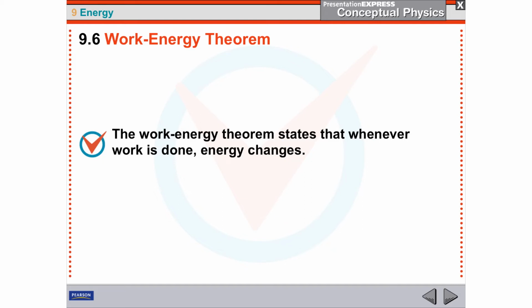Welcome back. This is section 9.6, Work Energy Theorem, and there is no section like this in your textbook. So the work energy theorem, a theorem is a mathematical equation that gives you a relationship between work done on an object and that object's kinetic energy. And if you remember, its kinetic energy is its energy due to motion.